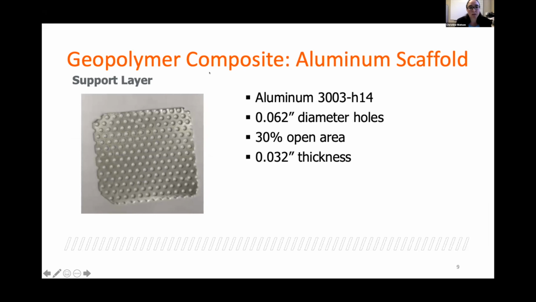The last part of the geopolymer composite is the support layer for the membrane. For this, we used an aluminum mesh scaffold. And the aluminum mesh is made of aluminum 3003H14, which is 1.2% manganese and has good corrosion resistance. The mesh hole sizes were 0.062 inches in diameter, and the mesh itself is 0.032 inches in thickness.